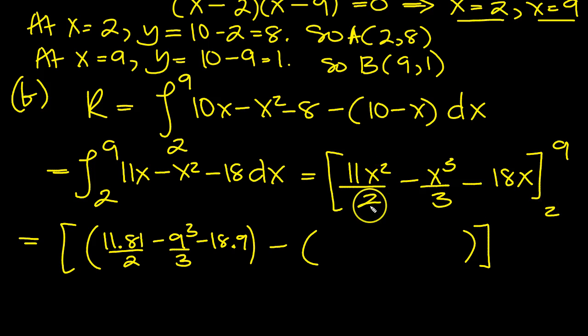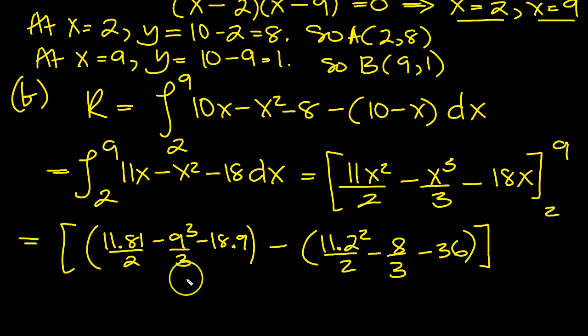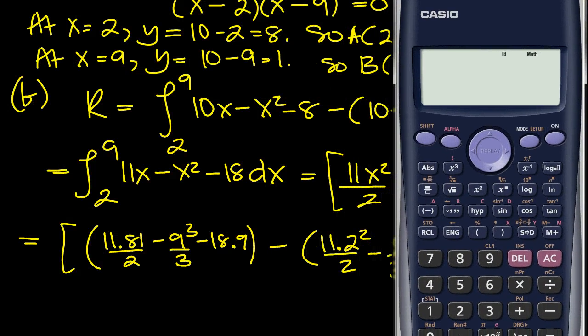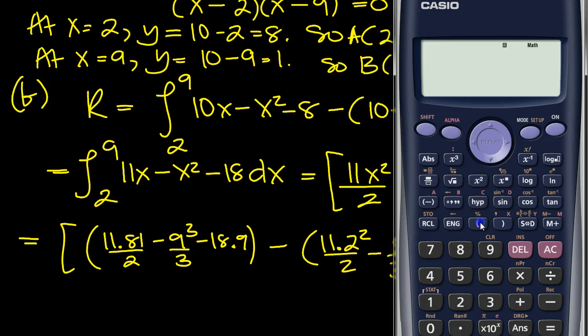Okay, and then it's take away, put the 2 in here, so it's 11 times 2 squared over 2, minus 2 cubed, which is 8, so I'm going to write that down straight away, over 3, minus 36, isn't it? 18 2's are 36. So let's tap this into the calculator then. So we've got bracket 11 times 81 divided by 2 minus 9 cubed over 3, just 9 power 3, divide by 3, minus 18 times 9, close that bracket, take away the other bracket, open bracket here.